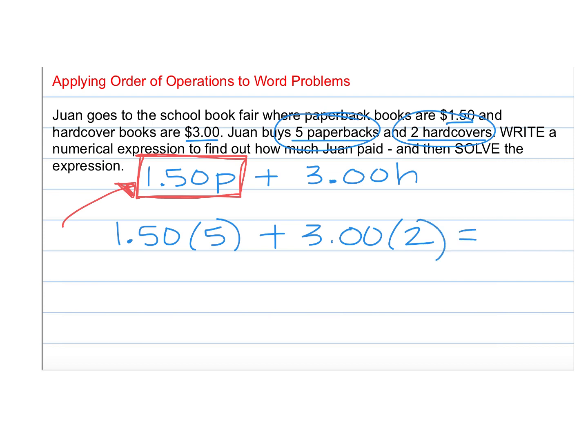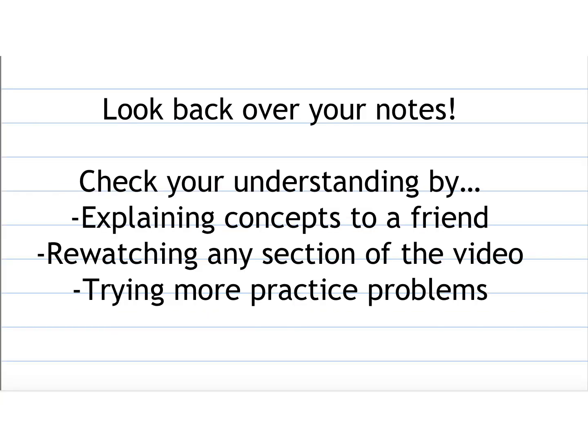I'm going to do my multiplication first. So $1.50 times 5. Well, I know $1.50 times 2 is $3. So that means $1.50 times 4 would be $6. And then one more would be $7.50. Obviously, you can multiply that using decimals, like which we learned. And then 3 times 2 is 6. And then $7.50 plus 6 would be $13.50.